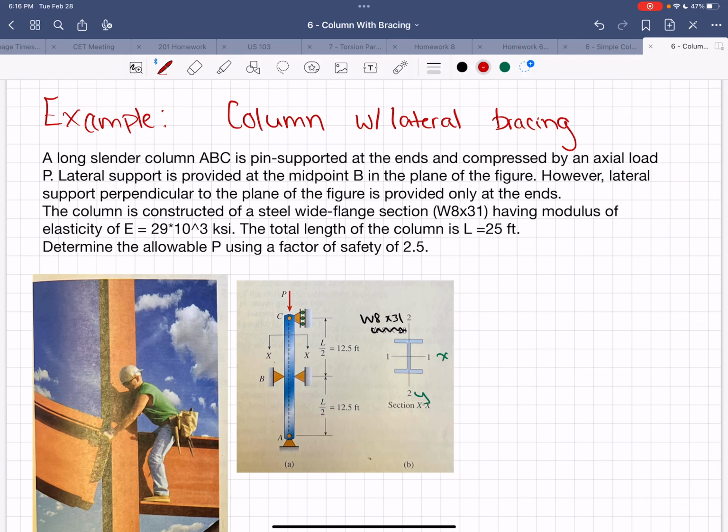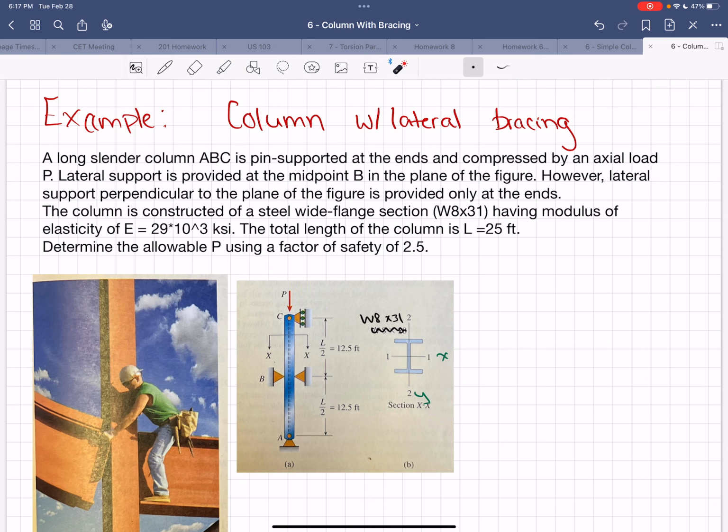Okay, so here's an example of a column with lateral bracing. We have a long, slender column, ABC here, and it's pin supported at the ends and compressed by an axial load, P. So we're probably going to find P critical. Lateral support is provided here at the midpoint at B.